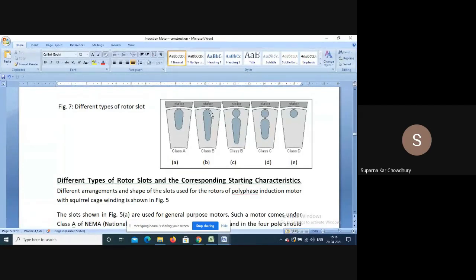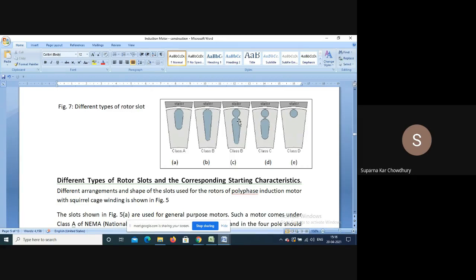But as the rotor gets speed, the slip decreases, so the rotor frequency becomes very small at running condition. At that condition, the current distribution will become uniform, so the resistance will be lowered. So high starting torque can be obtained with a deep bar or double squirrel cage motor with a smaller starting current, because the starting resistance is high. So this is class B.